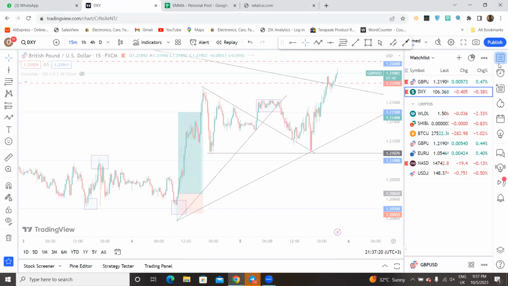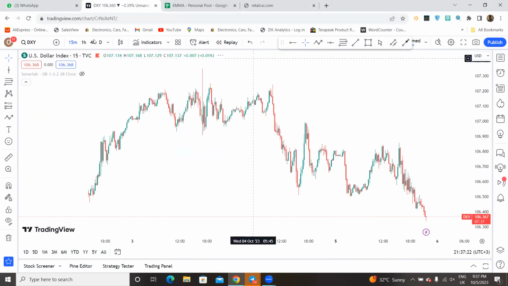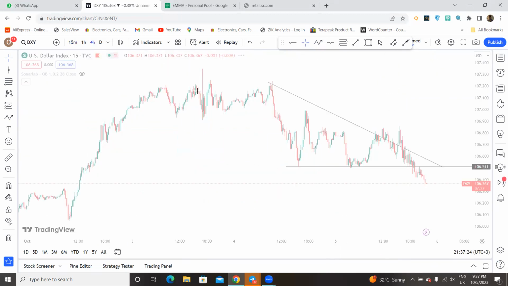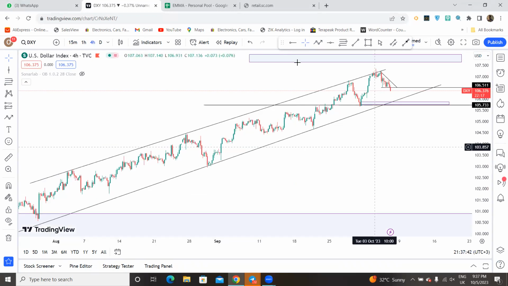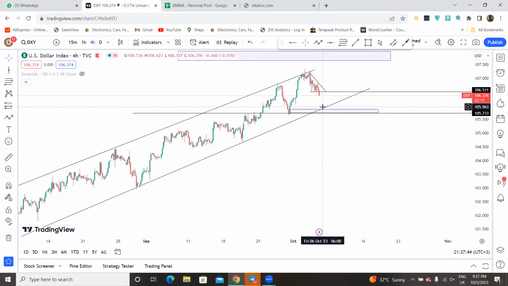The DXY is selling because it has been on the range. It's now on the selling side, and there would be an opportunity here. We either buy it, meaning selling GBPUSD, or sell it, meaning buying GBPUSD. So on the DXY move, where do you think the channel may end? The channel can end here, and when it does, it will give us the best opportunity.